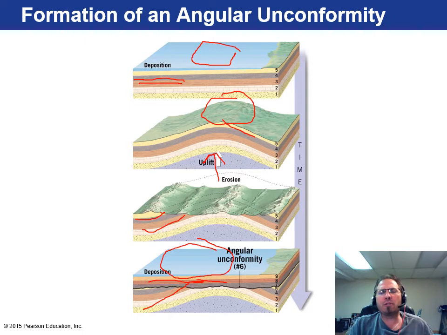Enough erosion takes place that maybe allows an inland sea to come back in. Okay, now you go back to that flat layering again because you have this shallow sea that allows all that to percolate down in flat layers. So you get flat layers on top of angled layers.